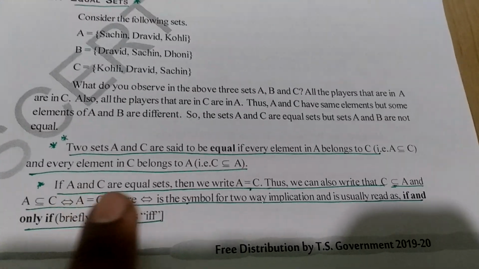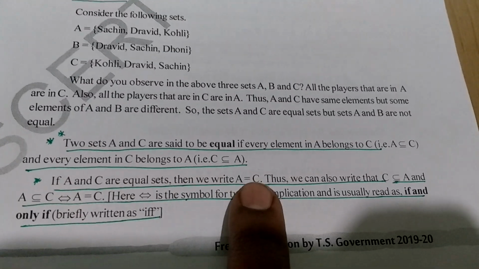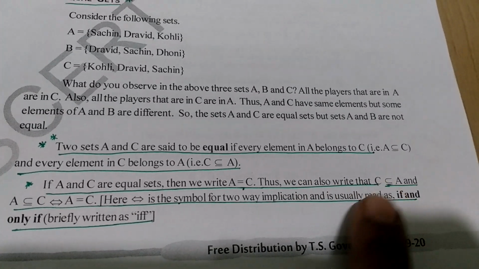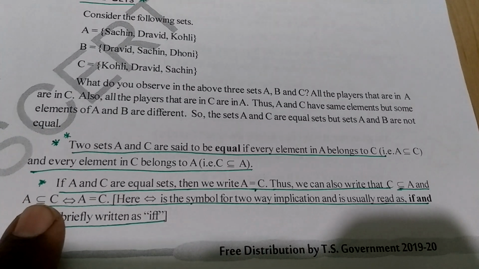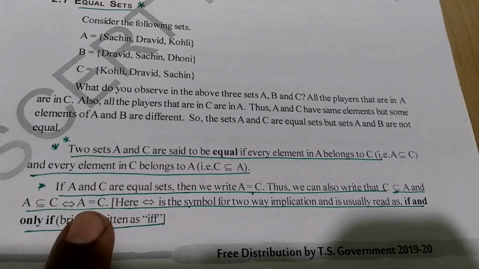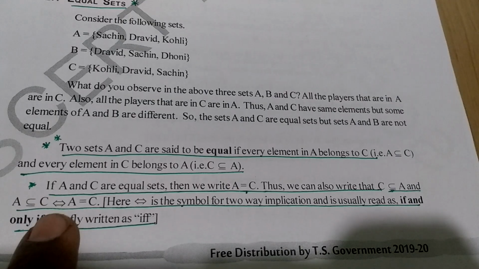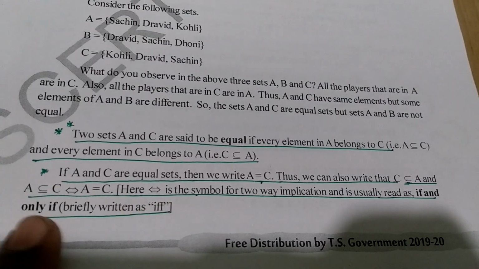If A and C are equal sets, then we can write A equal to C. Thus, we can write C is subset of A and A is subset or equal to C. That implies A is equal to C. This symbol we can read as if and only if, or double if.